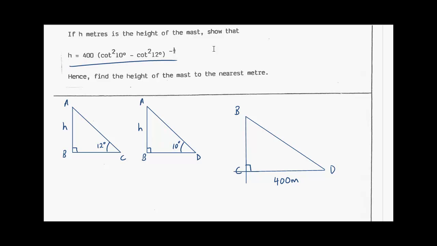So the question gives you a little bit of a hint. It's using cot 10 degrees and cot 12 degrees. So we know that we're using the first two triangles here with 12 degrees and 10 degrees. Cot is the reciprocal of tan. So we're going to start by getting an expression for BC, and then we need an expression for BD, because that's also in this triangle here. Okay, so step 1, in triangle ABC.